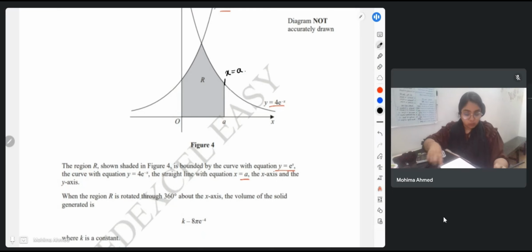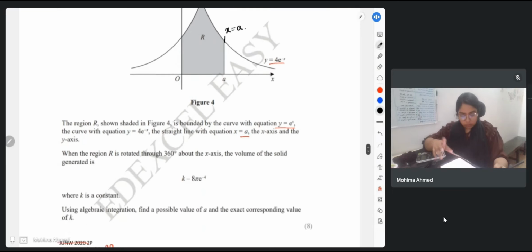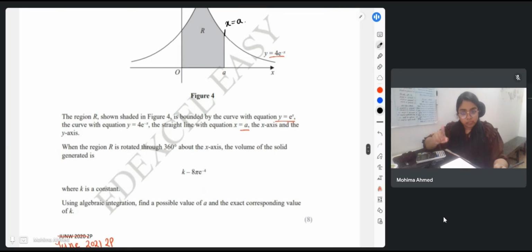Now we have to find out the volume for this specific region, but it is also stated that the region was rotated through the x-axis, so that means we have to use the x coordinates in this situation. And other than that, if you find out the volume, it should be written in this format.